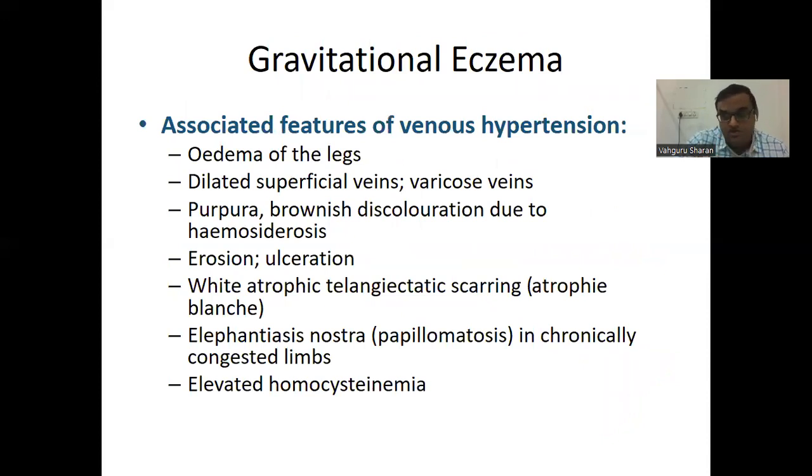There are associated features of venous hypertension like edema of the legs, dilated superficial veins, also called varicose veins, purpura, brownish discoloration due to hemosiderin, erosion and ulceration, white atrophic telangiectasia-like scarring, atrophie blanche, elephantiasis nostras or papillomatosis would be seen in chronically congested limbs.